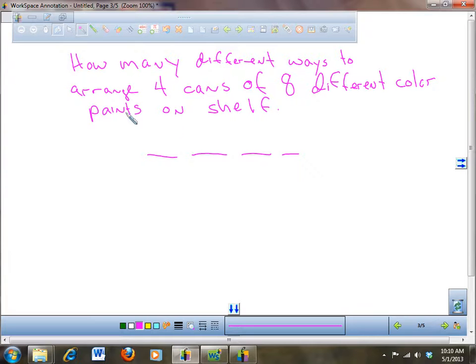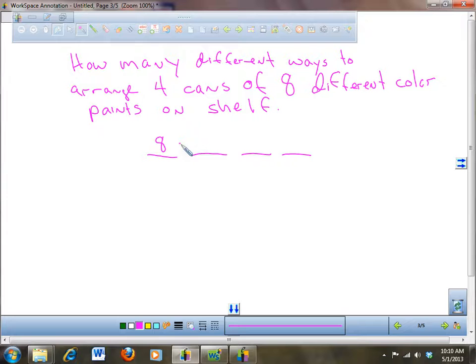Oh, boy. So, how many different ways to arrange 4 cans of 8 different color paints? So you have 8 cans of paint sitting on the floor, right? And you're working at Home Depot and you're trying to win Employee of the Year. So you want to have a different display for every day of the year, right? So you take your 8 different color paints. How many choices do I have for this spot? 8. So say I choose yellow for this spot, let's just say.